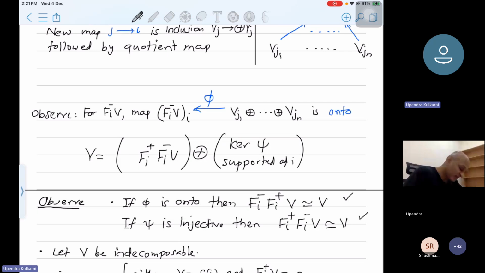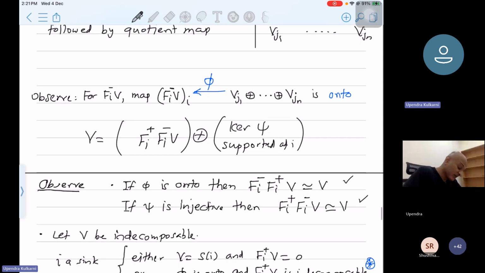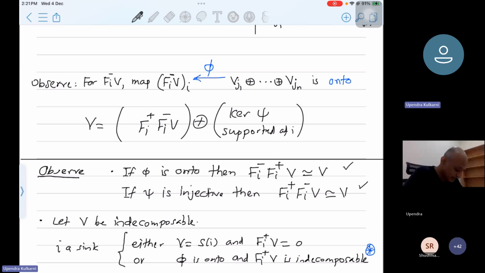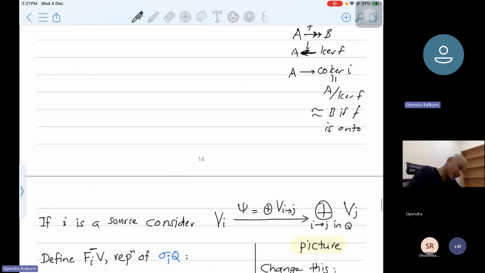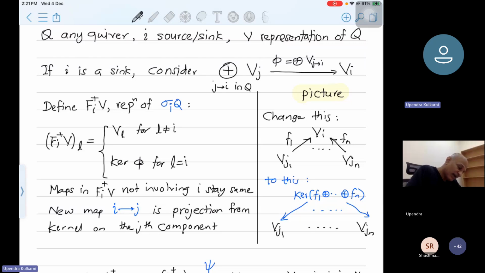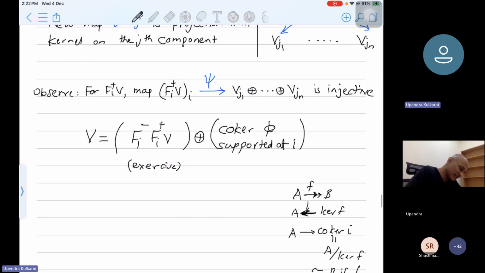Okay. Now I leverage this further. Now I'm going to make the assumption that V is indecomposable. Okay, so let's see what happens. If V is indecomposable, I'm going to take the situation where I is a sink. We have to keep on remembering exactly what this construction is. When I is a sink, I take the direct sum of the maps from the neighbors to Vi, and I take the kernel. Okay, so let's keep that in mind.